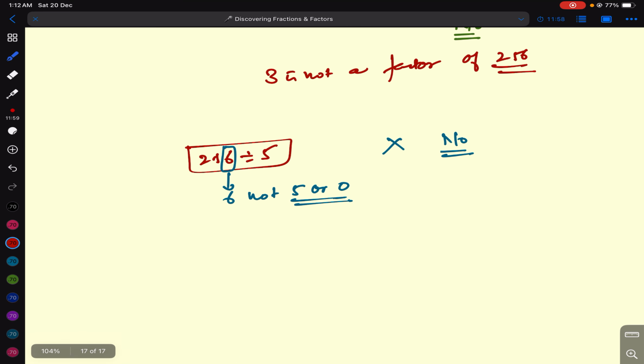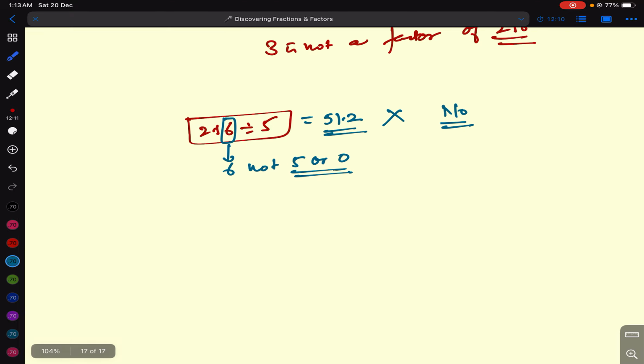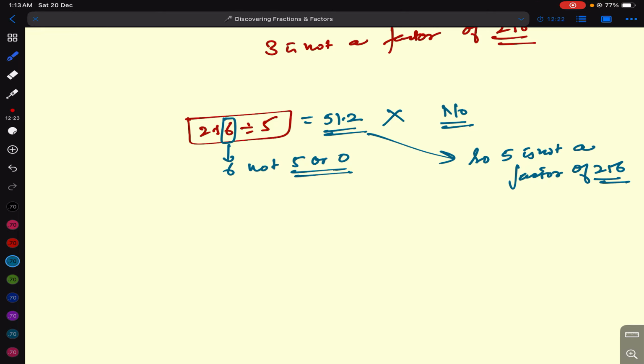Similarly, even if you divide this, you will get 51.2. Clear? That itself indicates that 5 is not a factor of 256. Clear? Let's move to the next.